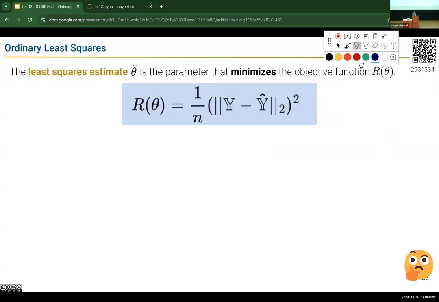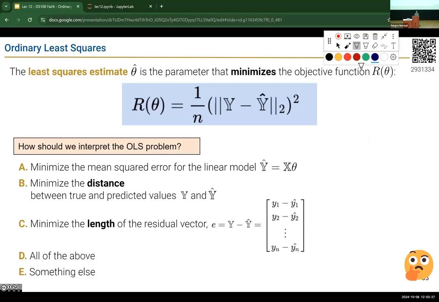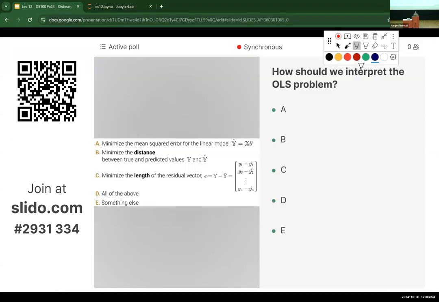Okay, so let's take a look at this objective function one more time. And this is the second slide question. What I want you to think about is that based on all these expressions that I showed you, the objective function, and how we're also making predictions, what are we exactly doing in the OLS problem? How do we interpret this objective function? Let's take a look at those options that we have: minimizing mean squared error, minimizing the distance, minimizing the length, and so on and so forth. Let me know.